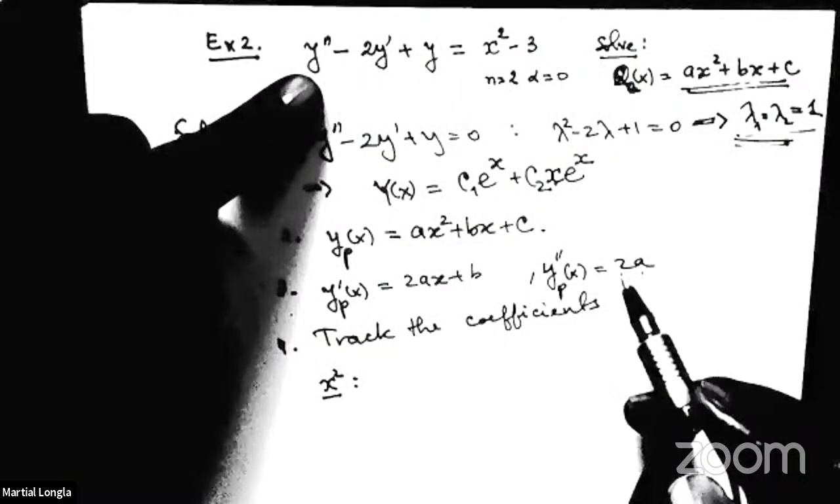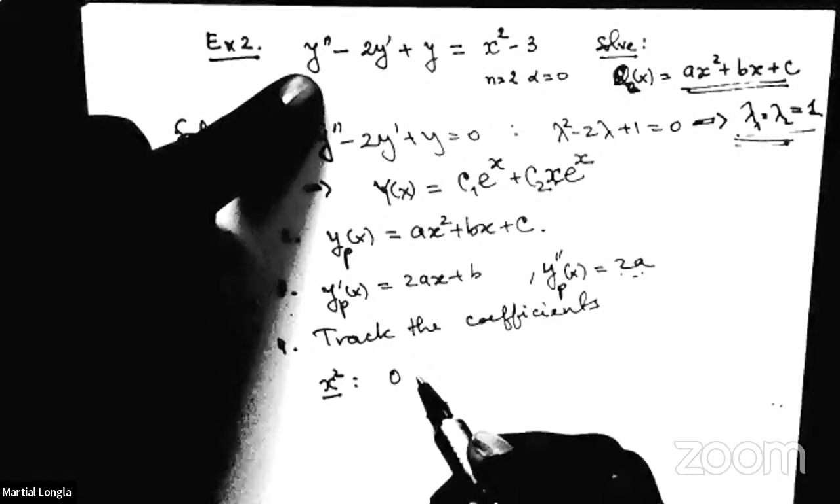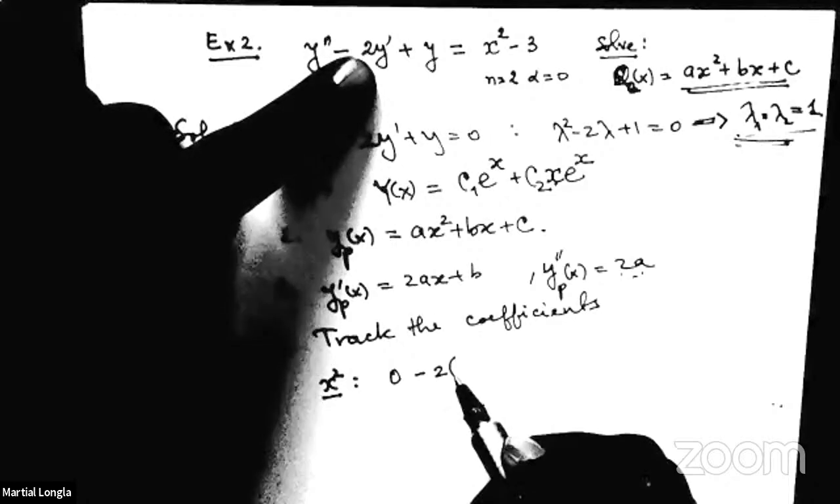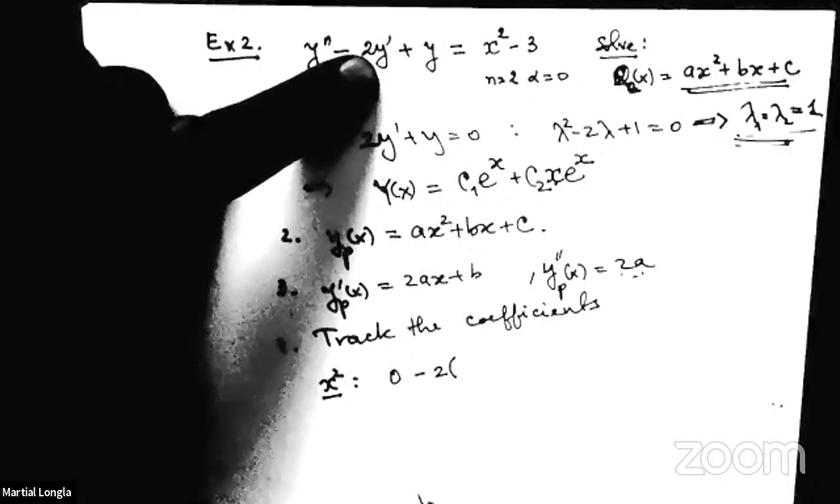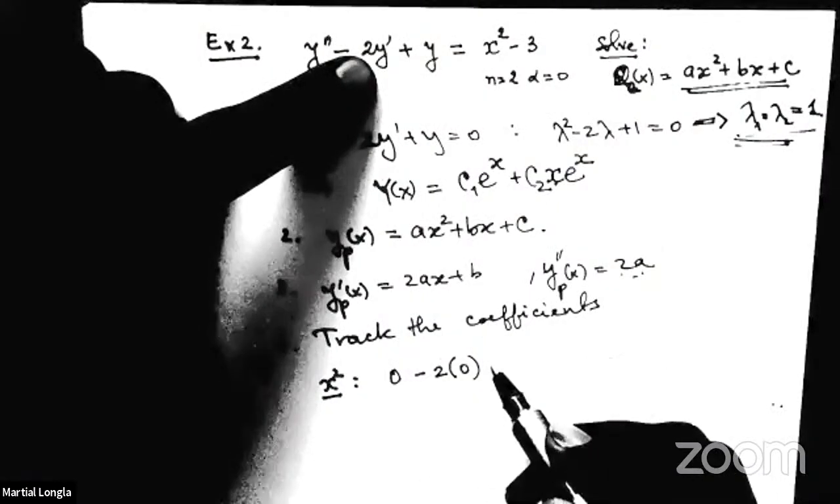Zero. My derivatives are here. Second derivative is here. There is no x squared here, so the coefficient is 0. Minus twice the coefficient of x squared in the derivative: 0 as well, because there's no x squared in the derivative.